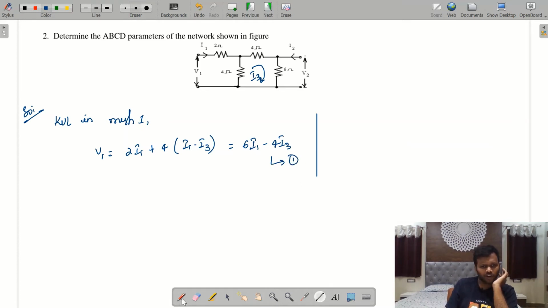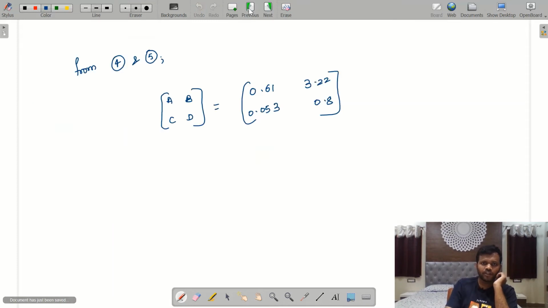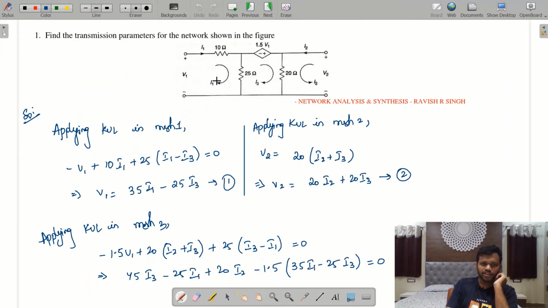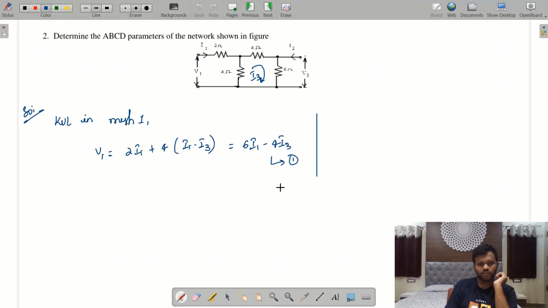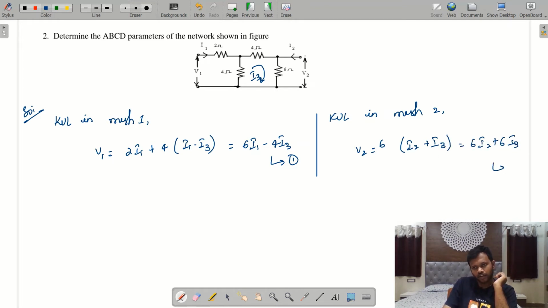Similarly, the same steps, whatever the network may be, as in the first question: we consider I1, I2, I3, apply KVL in the first loop and in the second loop, and you can calculate the values. Here also we follow the same procedure. KVL in mesh 2: V2 equal to 6 into (I2 plus I3), which will be 6 I2 plus 6 I3. This is my equation 2.